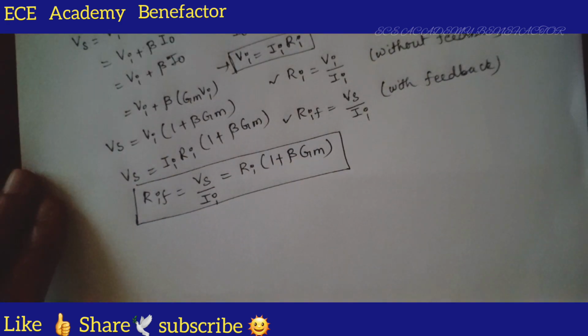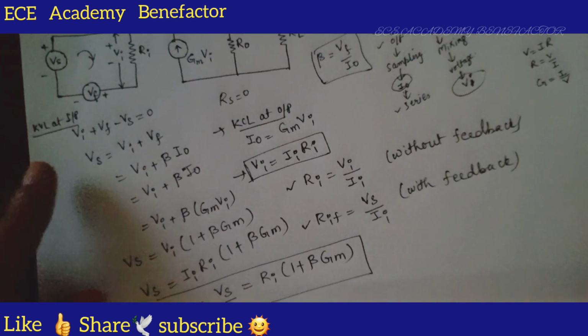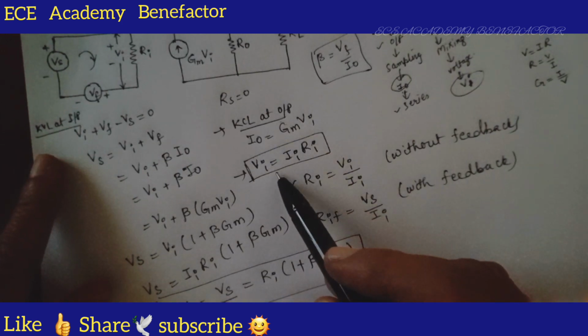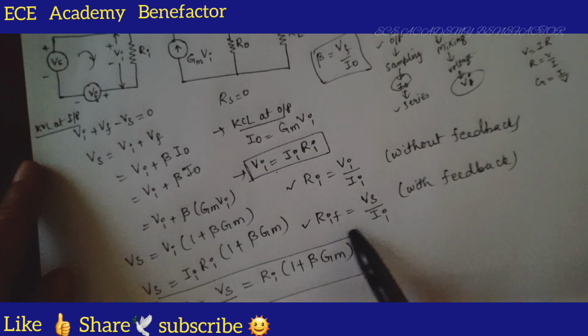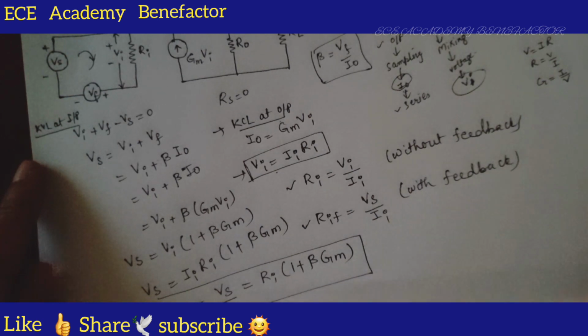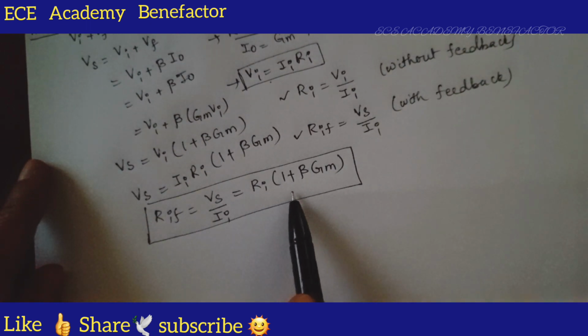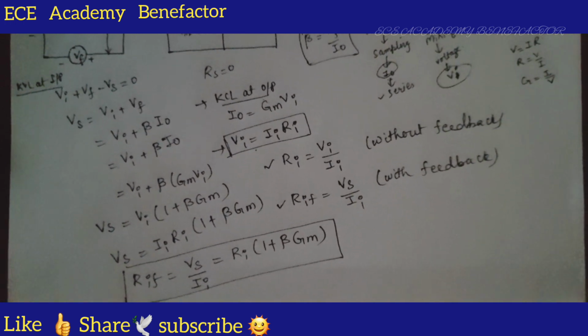Yes, the derivation is very easy. I hope you have understood the class. So, first apply KVL at the input side, KCL at the output, and then the input voltage, and substitute them and find the equation of RIF, which is equal to Vs by Ii, which comes to be RIF equal to Ri times 1 plus beta Gm. I hope you have understood the class.